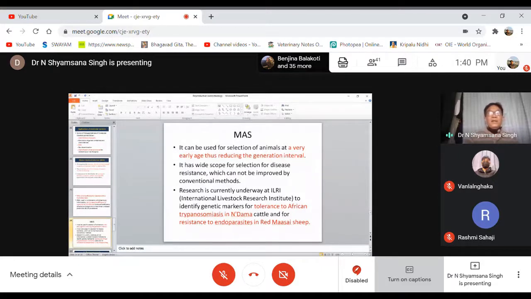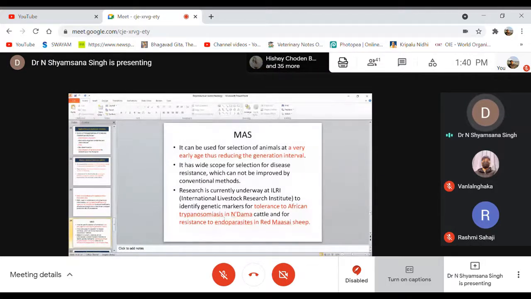So far, in different parts of the world, there are so many projects. One and two I am mentioning here: tolerance to African trypanosomiasis in N'Dama cattle. N'Dama is a cattle breed. They are known for their resistance or tolerance against trypanosomiasis. So that study is also going on. Then another one is the resistance to endoparasites in Red Maasai sheep. So these are some of the marker assisted selection projects.